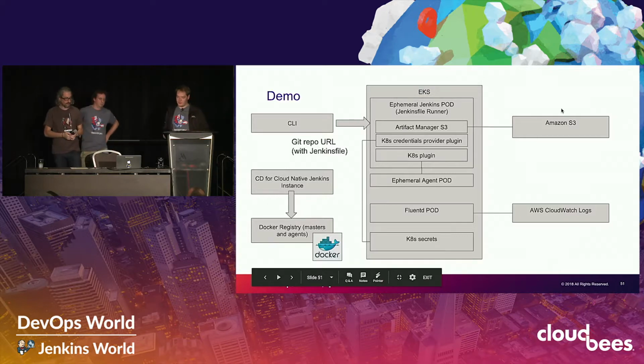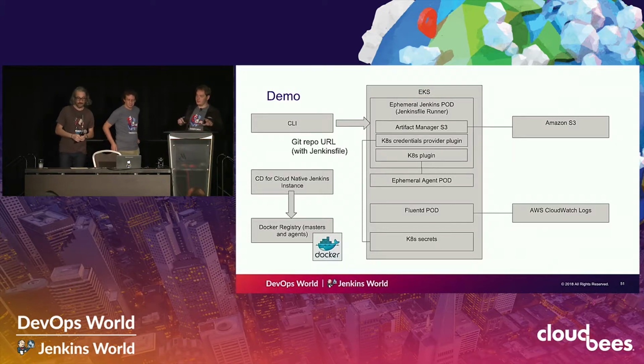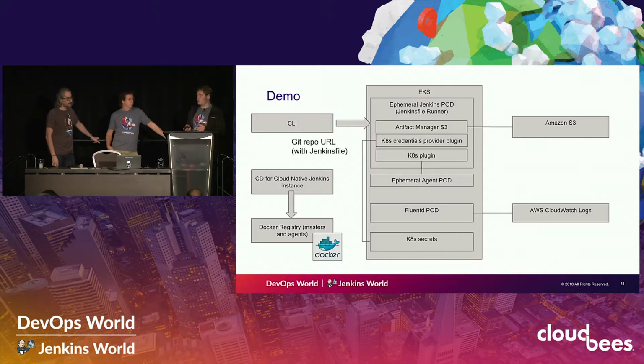Actually, this is a schema of our demo. So yes, we use Artifact Manager. We also send data to CloudWatch by using system things. Today, we had a presentation with Jesse where we used the Fluentd CloudWatch plugin, which does the same via Pluggable Storage without Jenkinsfile Runner.